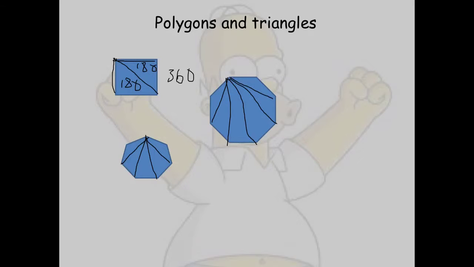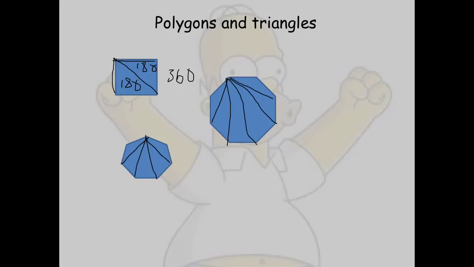Remember what we said, that the number of triangles is always 2 less than the total number of sides. So if we have 1, 2, 3, 4 sides, that makes 2 triangles. There are 7 sides here and 5 triangles. 8 sides here, 6 triangles.